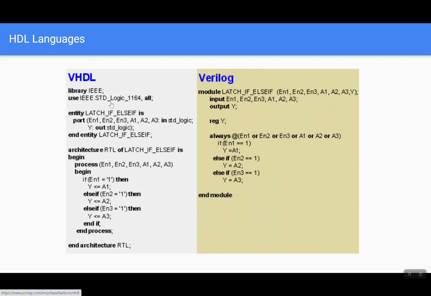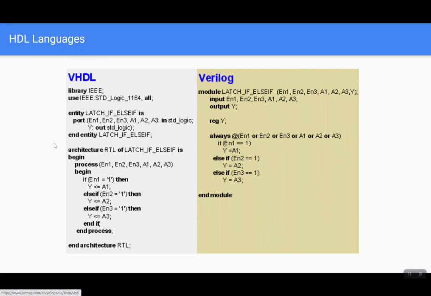But just as an example, if we implement a latch using VHDL, what is a latch? It's going to store information, whatever is at the input. In this, you have 3 enable lines, 3 inputs, and 1 output. Whenever one of the enables goes high, the output is stored. If enable 1 goes high, the output will be stored from the A1 port, and so on and so forth for A2. If enable 2 is high, and enable 3 is high, A3 will be stored at the output.